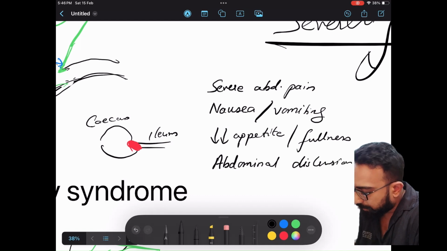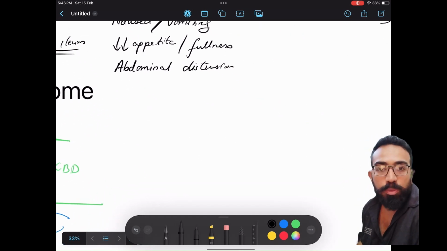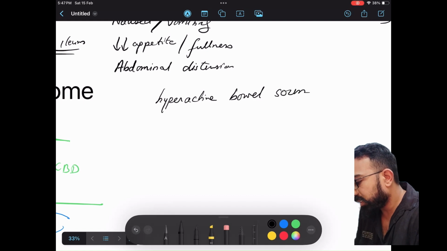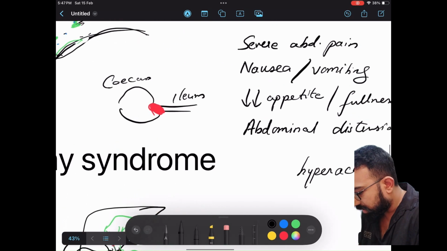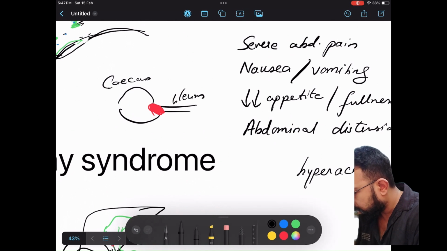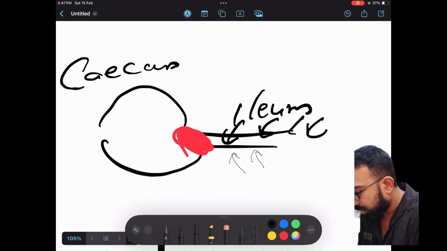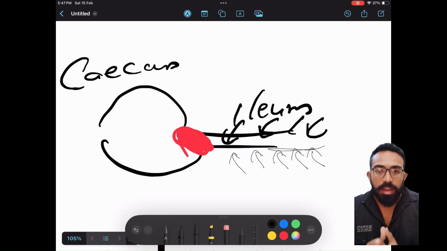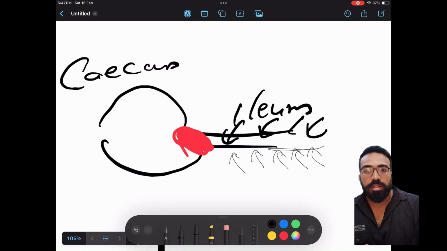So you examine the abdomen. In the abdomen, what you will find is hyperactive bowel sounds. Why will you find this? Because the bowel is constantly, vigorously contracting against the obstructed region. This is the reason for these sounds, hyperactive bowel sounds.